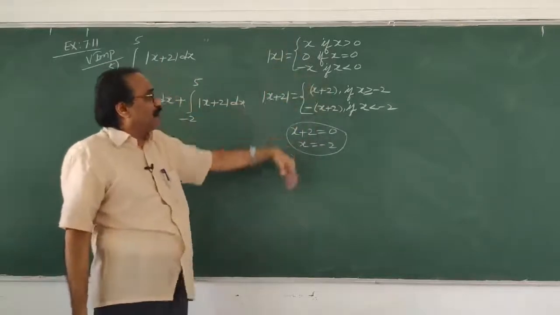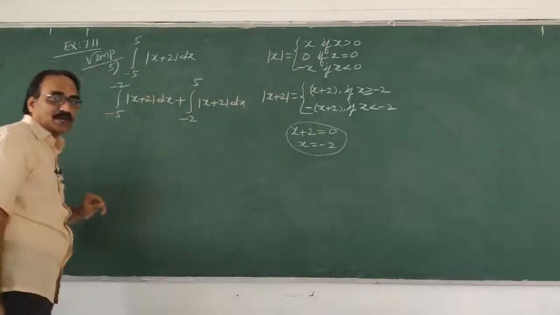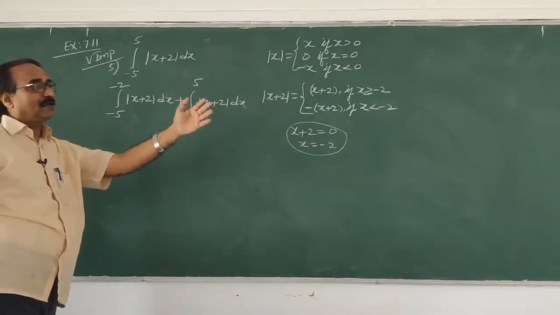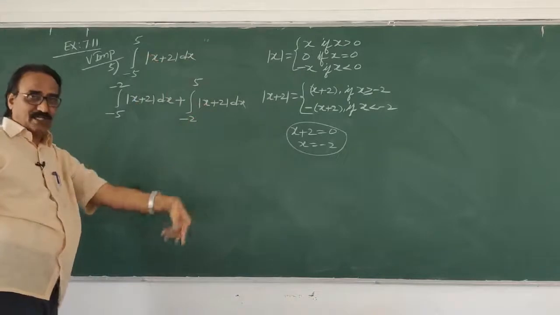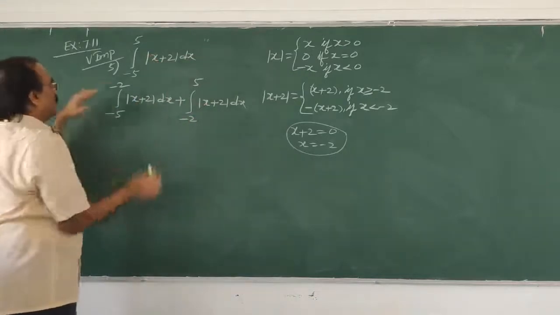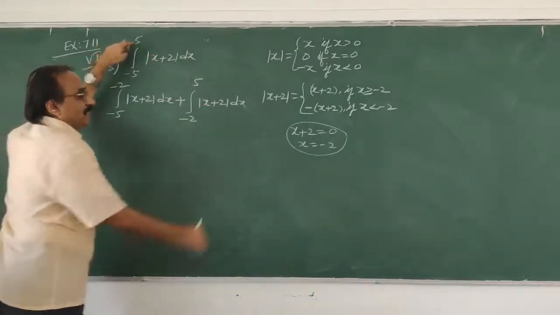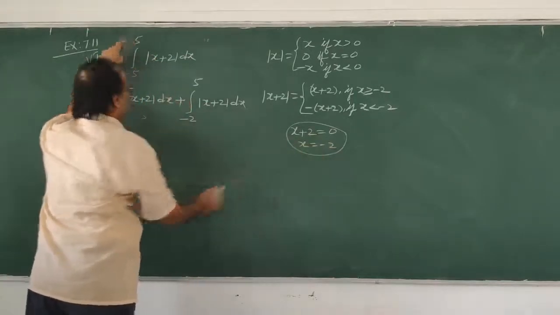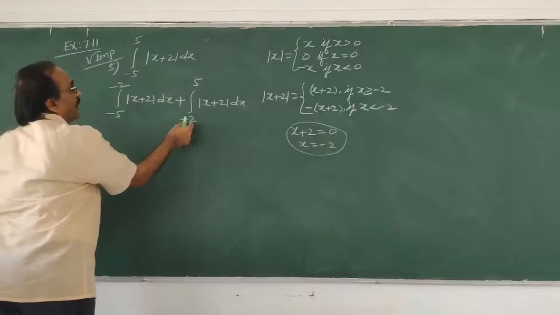Suppose you are not able to follow all these concepts, simply what you have to do? Inside the mod, make it 0. Whatever x value you get, that x value, above that x value and below that x value, you split the limits. So in between minus 5 to 5, at x equal to minus 2, it will become 0. That's why minus 5 to minus 2, and minus 2 to 5.